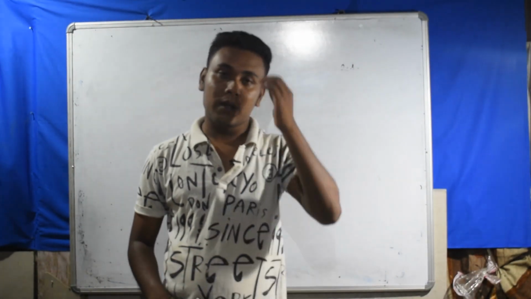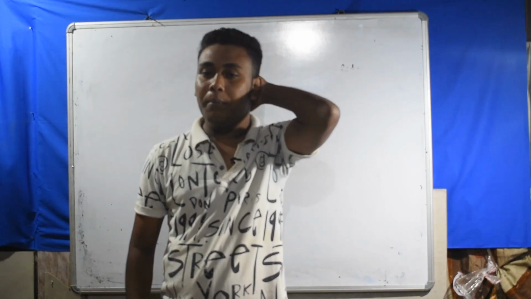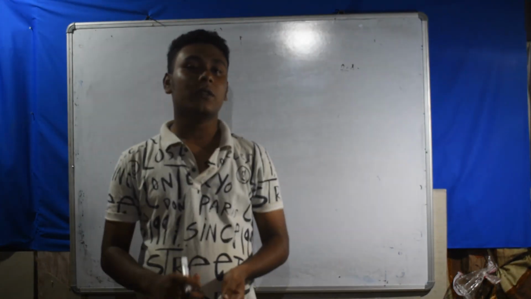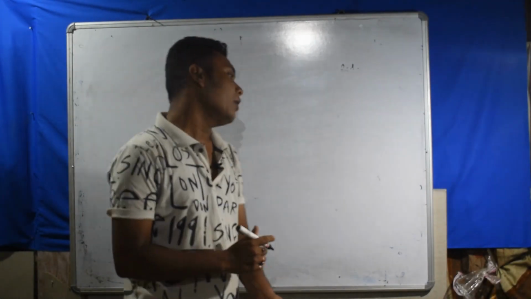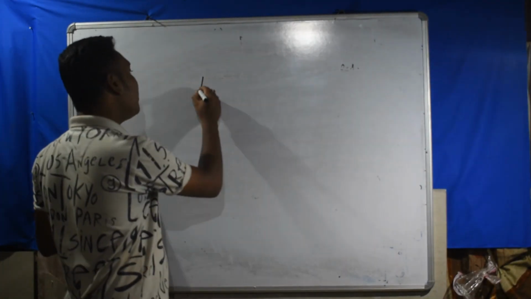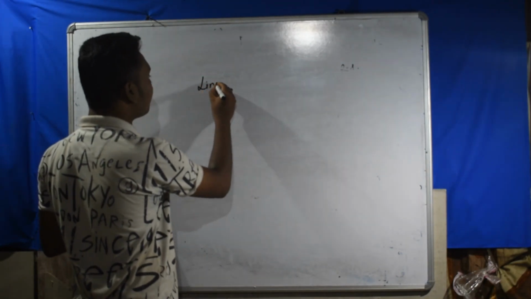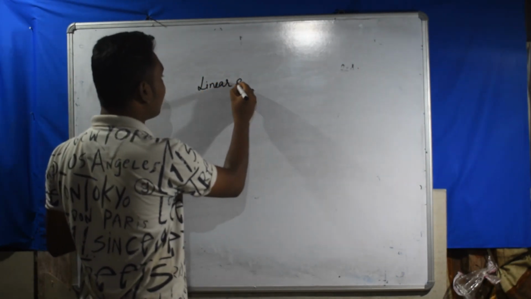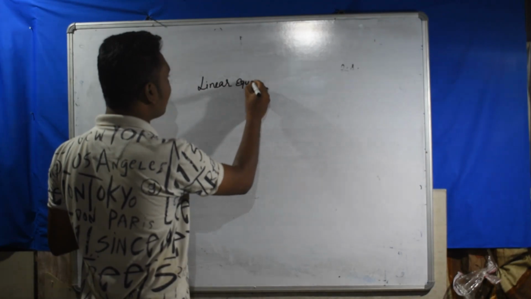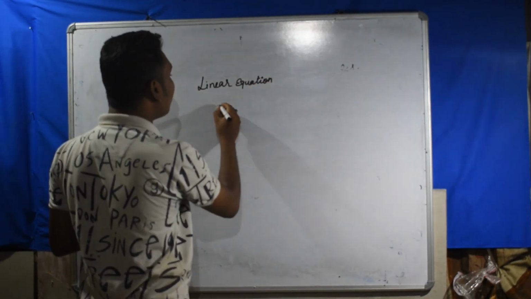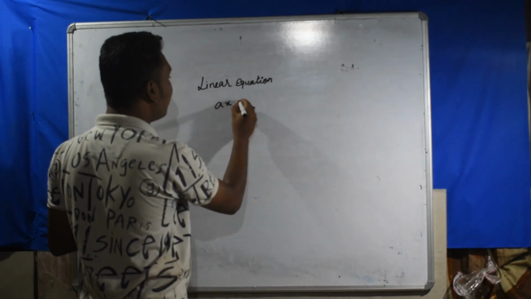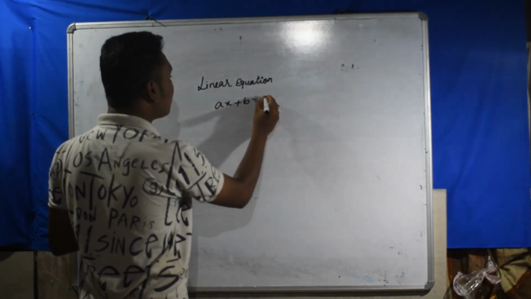Today we'll be starting chapter number 3, pairs of linear equations in two variables. First of all, let us recall what a linear equation is. A linear equation that we studied, the general form is ax plus b is equal to 0.